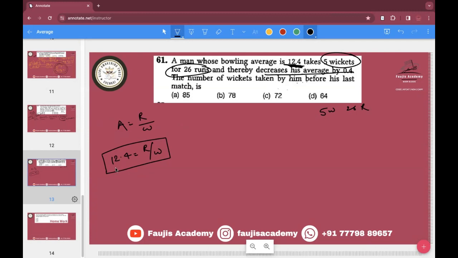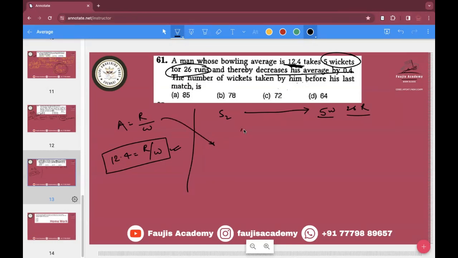Right. So this 12.4 that is given, that is runs per wicket, that was before this match. I'm terming it as scenario 1. Now scenario 2, this match has happened and he has taken 5 wickets and given 26 runs. So the formula will remain the same.